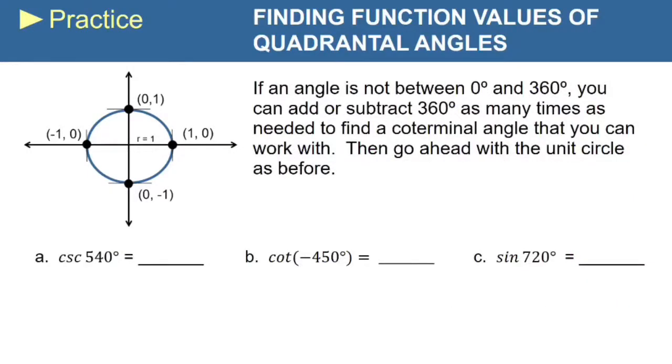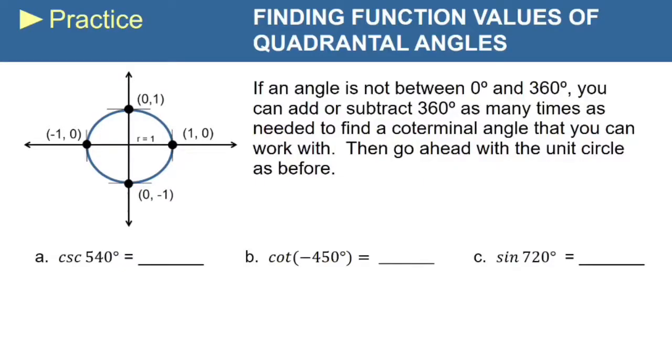Now let's think about what happens if an angle is not between 0 and 360. Well, it's really easy. All you need to do is add or subtract 360 degrees as many times as you need to find a coterminal angle that you can work with, and then you can go ahead and use the unit circle as before. So if we need to evaluate, say, cosecant of 540, well, that may be too big for me to easily find where the terminal side would fall.